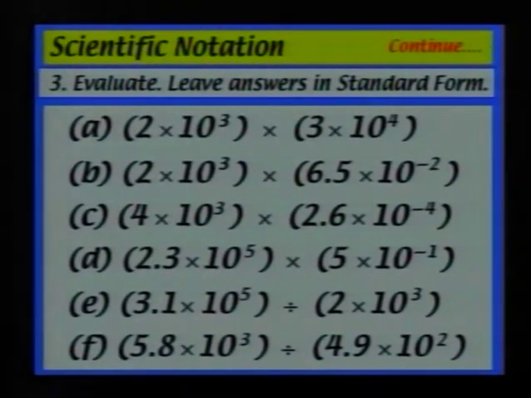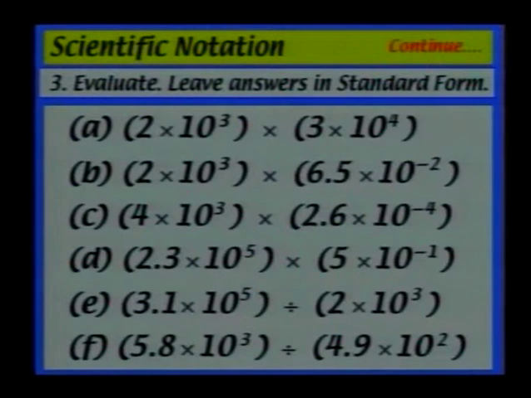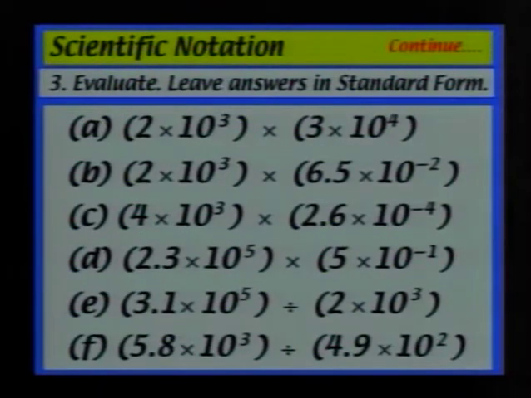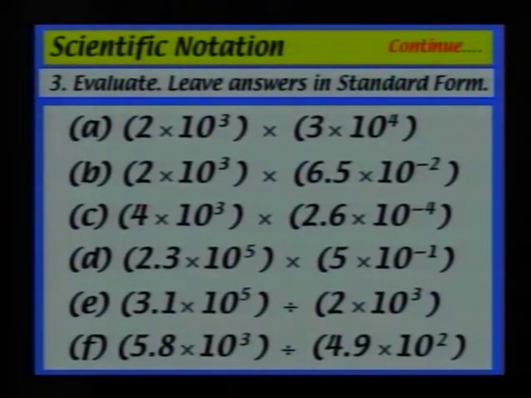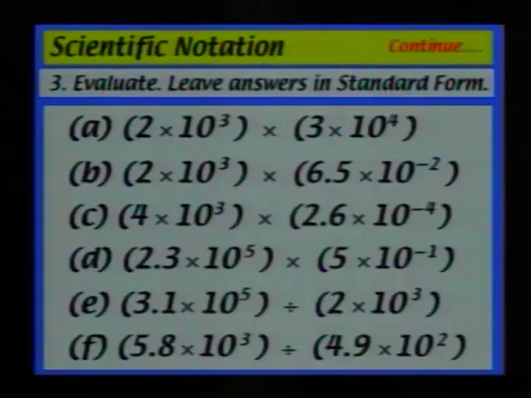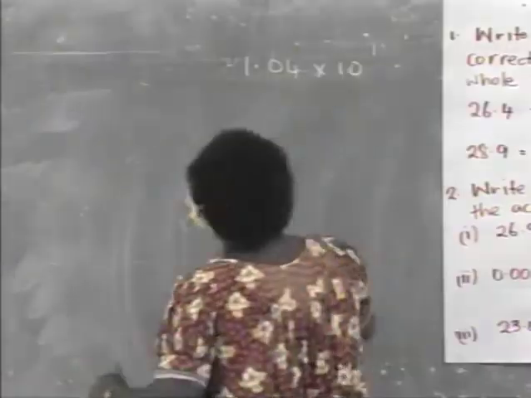Patrick? Six times 10 to the power of 7. Okay, 6 times 10 to the power of 7. Livingston, B? 1.3 times 10 squared. 1.3 times 10 squared is correct. Okay, letter C, Kila? 1.04 times 10 to the power of 1. Are you sure? 1.04 times 10 to the power of 1.